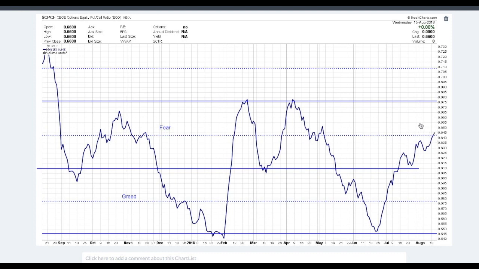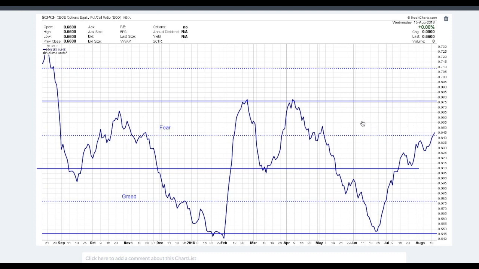We are moving more into a fear zone, which I would say that the way I would use this would be if I was going to add money to my portfolio, this would be a good time to do it. If there was a stock that I was looking at that I've been waiting to buy, it might be a good time to do it.